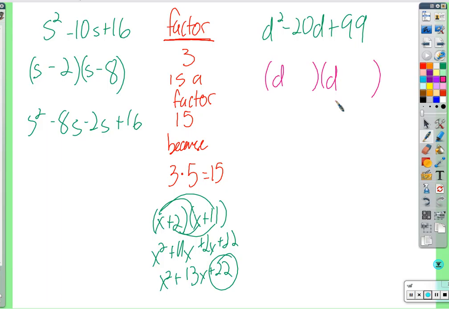Definitely d times d is d squared. We're always just playing this back in our mind. When I multiply this out, will it come out correctly? Yes, it will, because d times d is d squared.